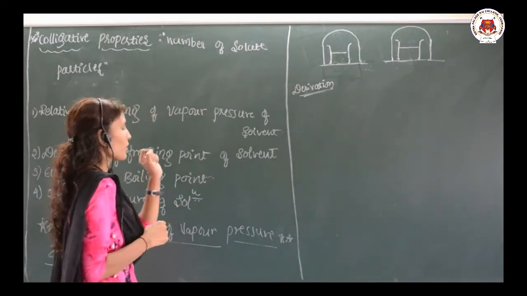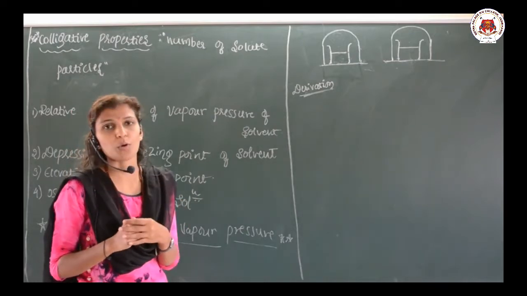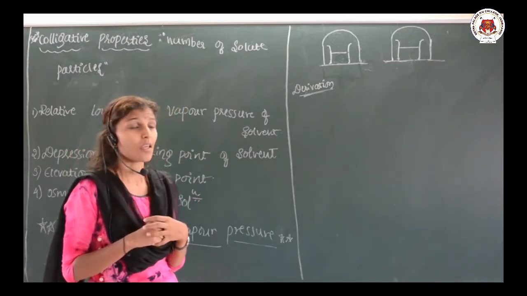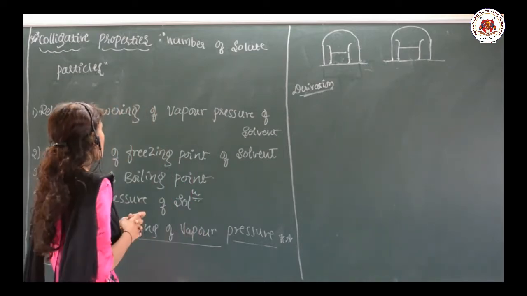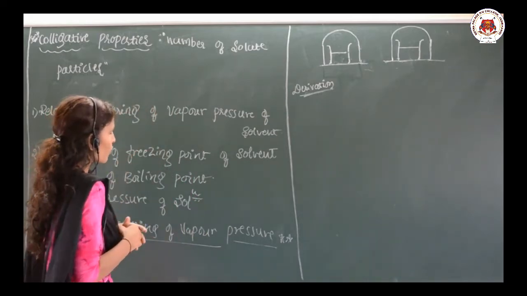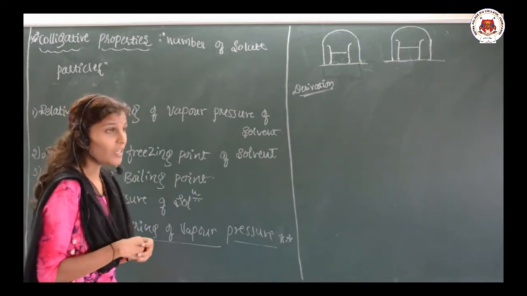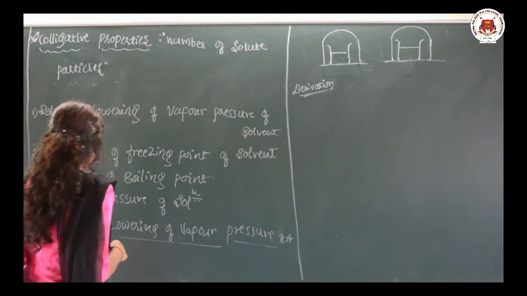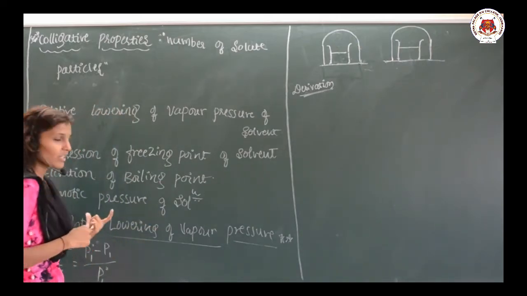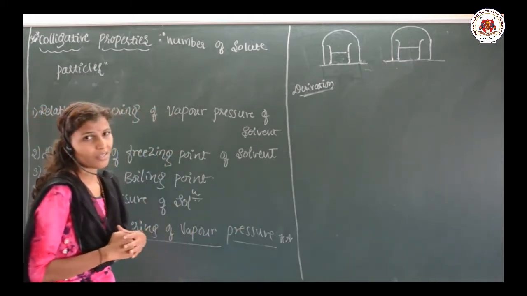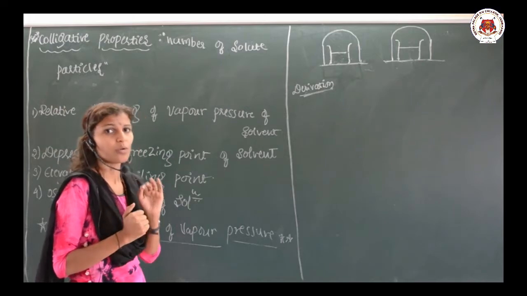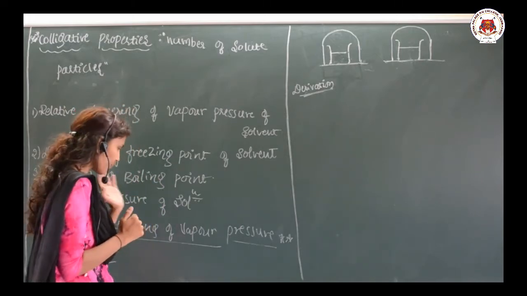So, the properties which depend upon the number of the solute particles are called colligative properties, and there are 4 colligative properties. Of these, today we are going to study the first one, that is relative lowering of the vapor pressure.